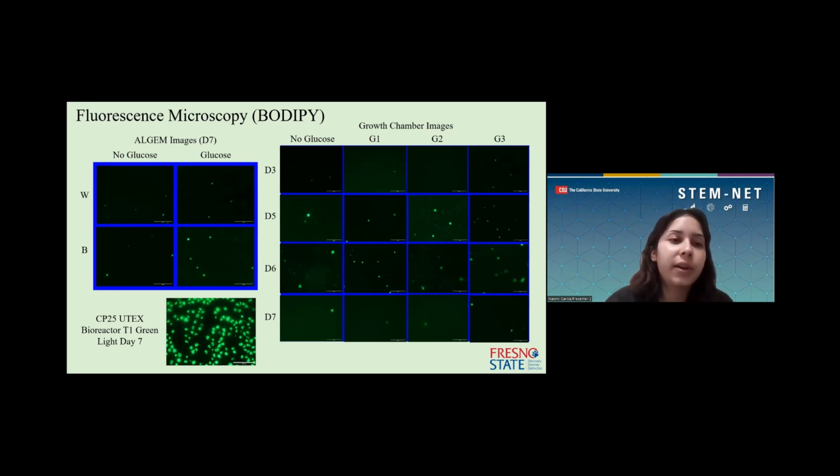So next to that, we have the algal images. Though there wasn't much of a difference and we weren't able to get data for the red lighting conditions, we do see that for the blue light, we have a lot more cells there, and even the glucose blue light sample for day 7 seemed to have brighter glowing cells, suggesting that they probably accumulated more lipids. All of this is juxtaposed by the CP25 UTEX bioreactor for the green lighting on day 7, in which we see so many more cells, which was incredibly unusual. And we can actually very clearly see those small little circles inside, or the lipid body masses in there.